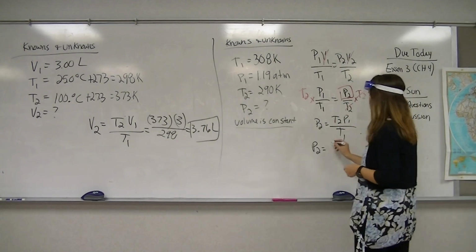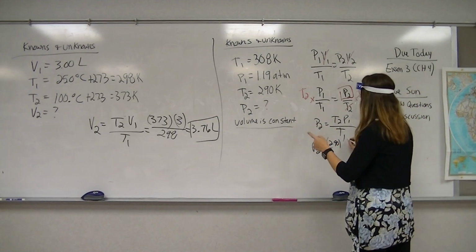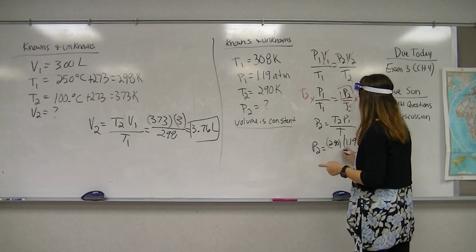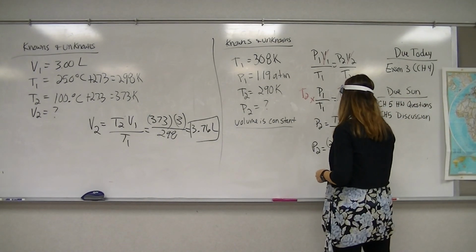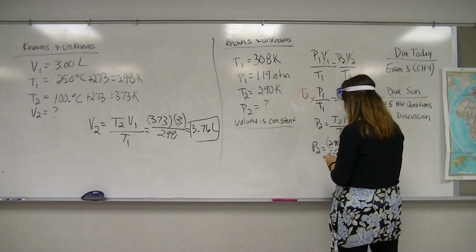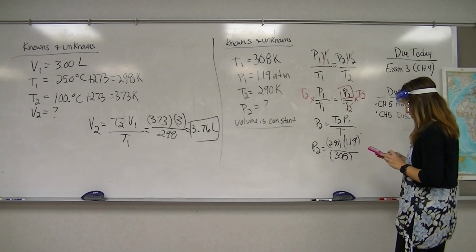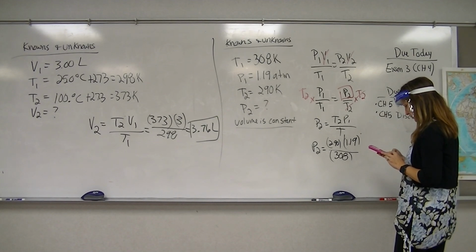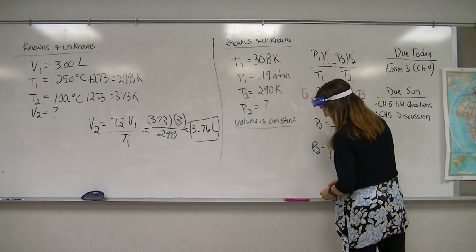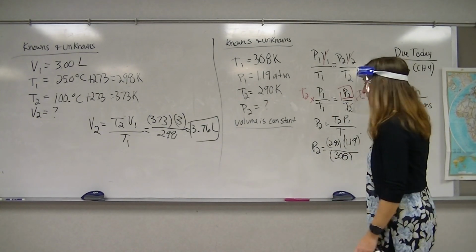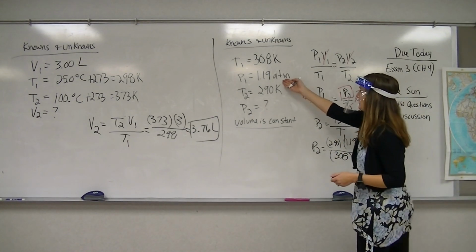So T2, my temperature, is 290. P1 is 1.19 atm. T1 is 308. So let's see what my new pressure is, and then we'll talk about if it makes sense or not. So we are looking at just two sig figs, I believe. 1.1. Units, pressure, atm.